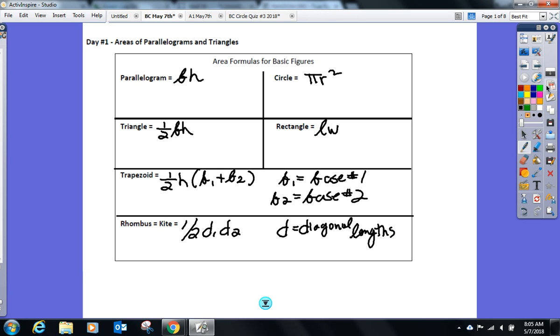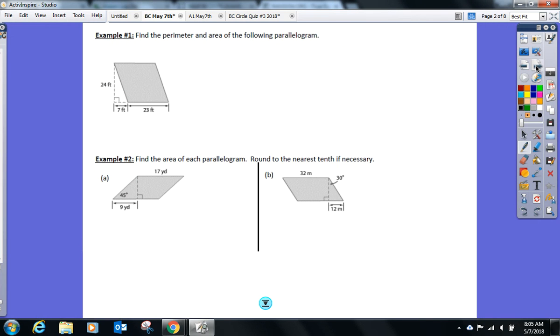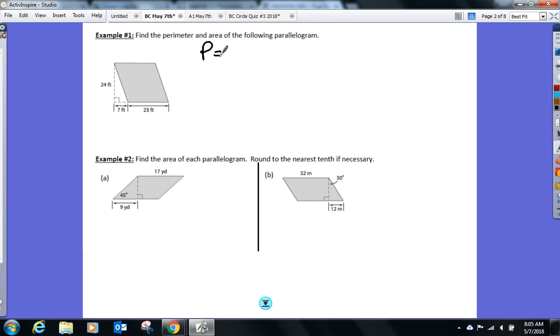Ready to roll? Find the perimeter and the area of the parallelogram. All right, perimeter and the area. Let's start perimeter first. All 4 sides added up. Got to use some parallelogram properties here.